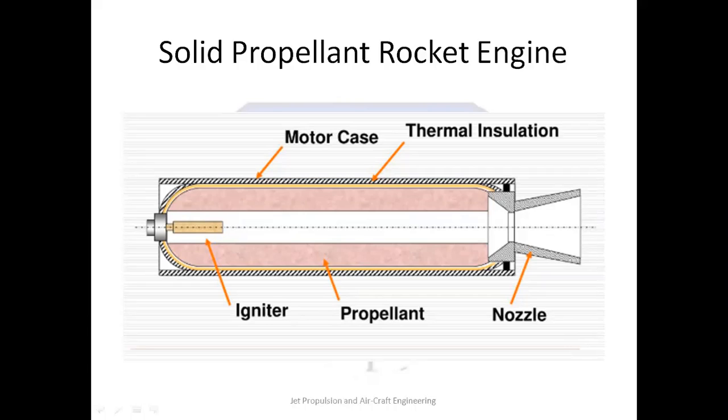Now let's go through the working of the solid propellant rocket engine. First of all, the igniter, which is located at the top, ignites the spark, so the combustion takes place. When the combustion takes place in the combustion chamber, very high pressure and high temperature gases are produced because of the combustion of the propellant.